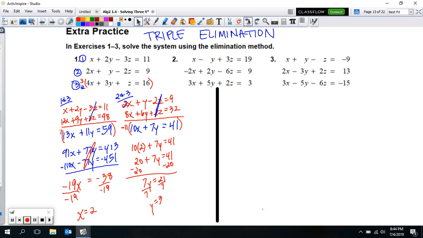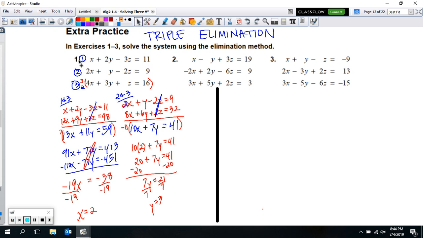So now we found 2 out of the 3 variables. We still need to find z. So we find z by taking both these letters, x and y, that we found, the 2 and the 3, and plugging both of those back into one of our original equations where it has all 3 variables in them.